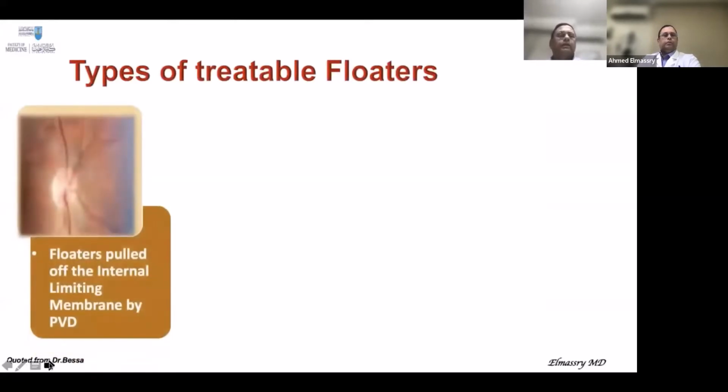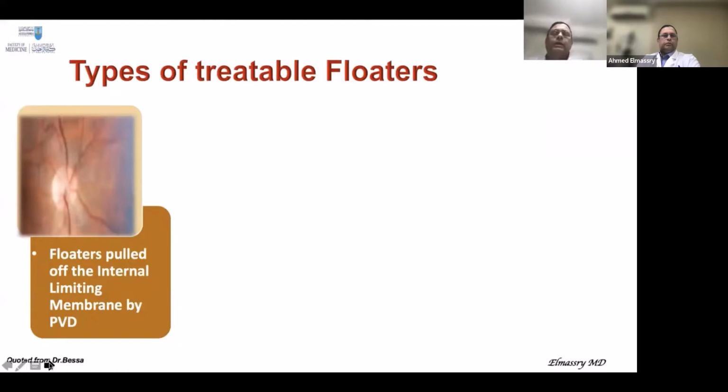with YAG laser vitreolysis, are those floaters pulled off the internal limiting membrane by posterior vitreous detachment. And again, I'm stressing, for any patient who needs laser vitreolysis, you should have total posterior vitreous detachment. So the timing of treating the floaters is not immediately once the PVD occurs.